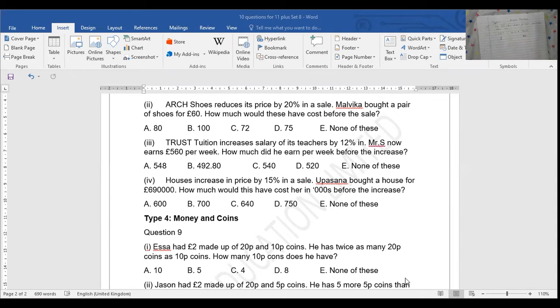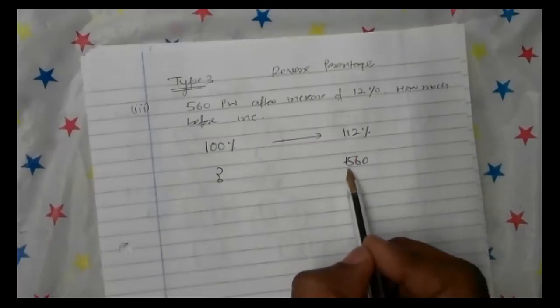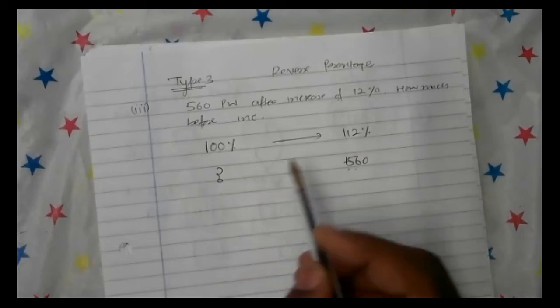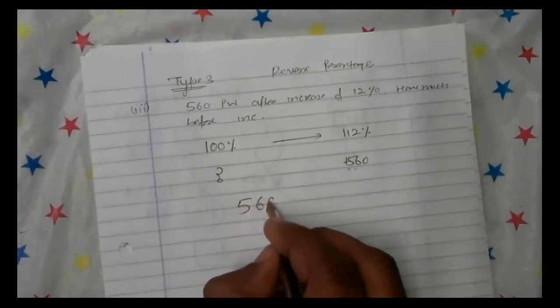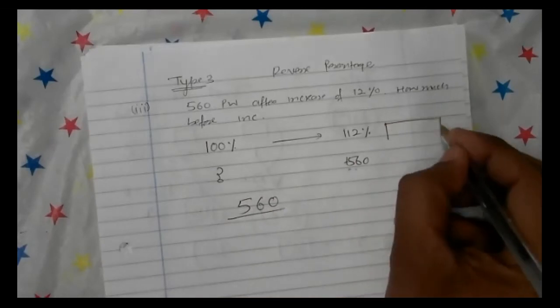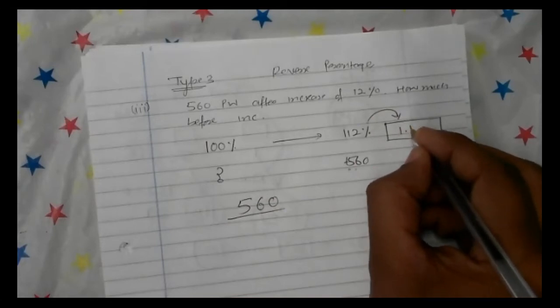And guys, there are a couple of methods to work this out, and the method which I would like to use is this. Very important, pay attention. If you're finding this price or any value before the percentage change, you'll be dividing. So you're looking for 560 divided by something. And divided by what? The percentage equal to this 112, which is 1.12.